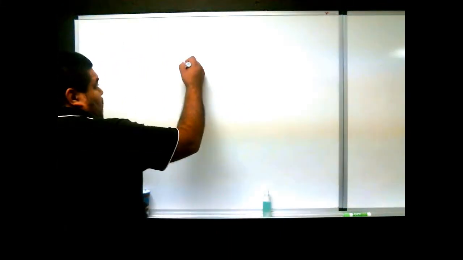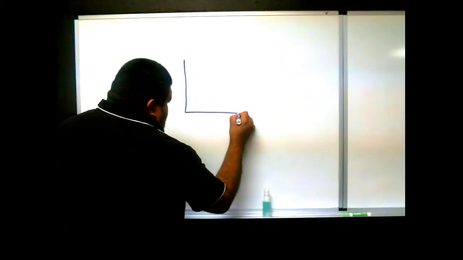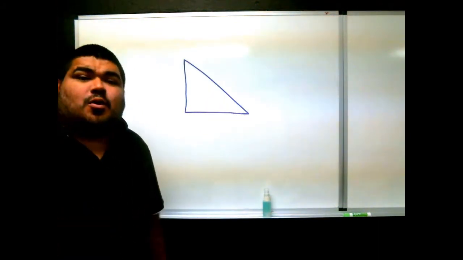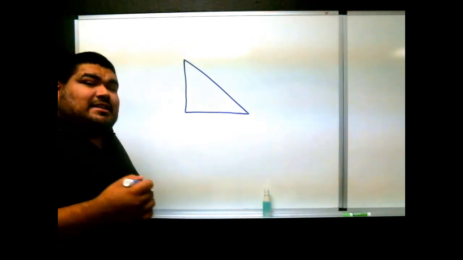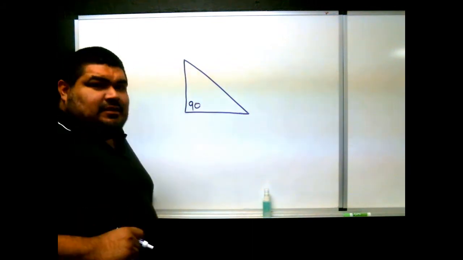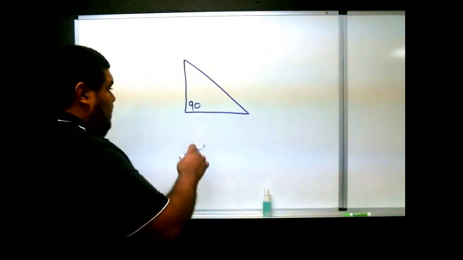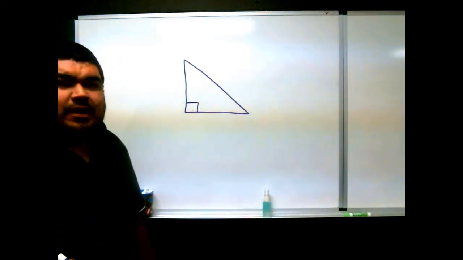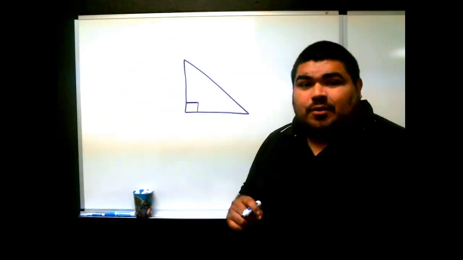One of those triangles is called a right triangle. The reason it's called a right triangle is because when you draw your triangle, one angle is always 90 degrees, okay? You might see it as just a number, as 90 degrees. You might also see it as a little box, okay? There are two ways you might see the angle.